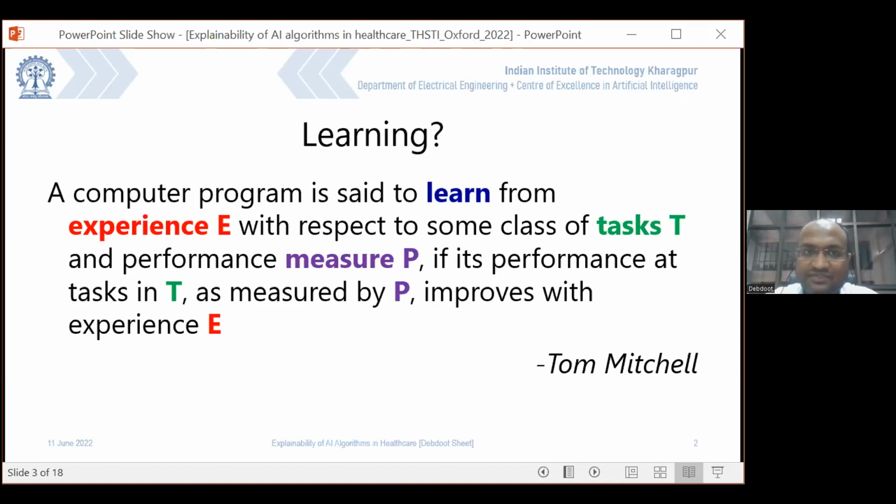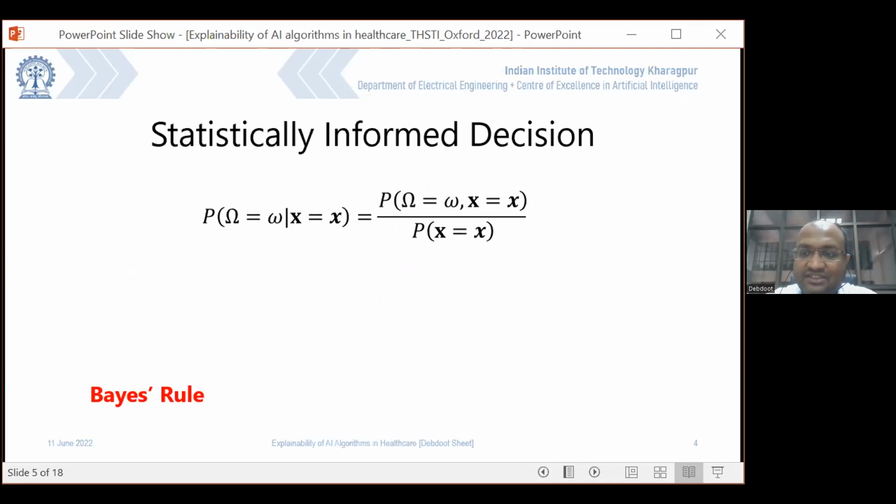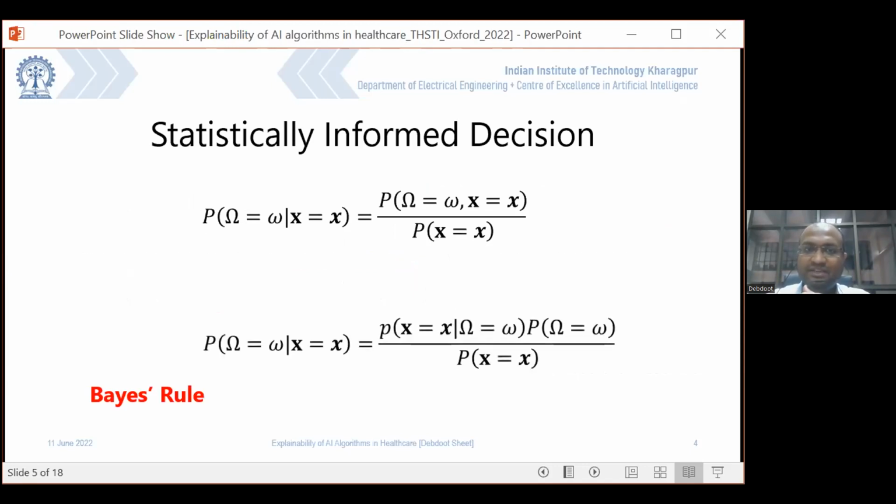So standing on top of this particular definition, if we look forward, the fundamental way decisions are made is essentially based on statistically informed decision making. And this has its root in the Bayes rule. What it says is very simple in a modified form, which we are generally used to looking at. It gives us an estimate or probability of a certain event happening, given that I know about all the conditions associated with that decision. So if omega is a decision which I make subject to an observation X, then what is the probability that I will take a certain decision?